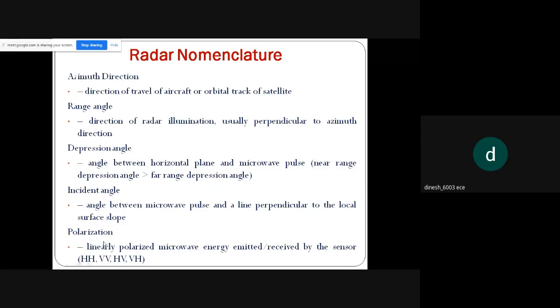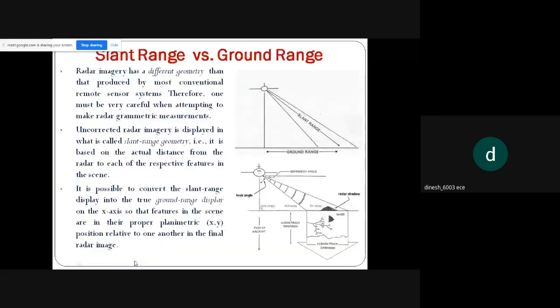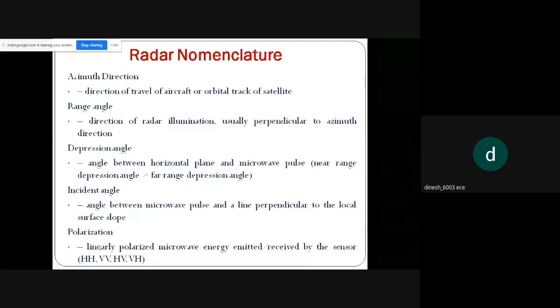Polarization is the next terminology of the nomenclature. It is the linearly polarized microwave energy emitted or received by the sensor in horizontal or vertical orientation. We will see that polarization in detail also.